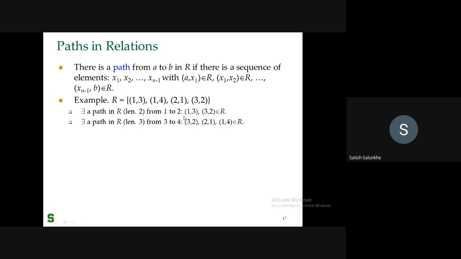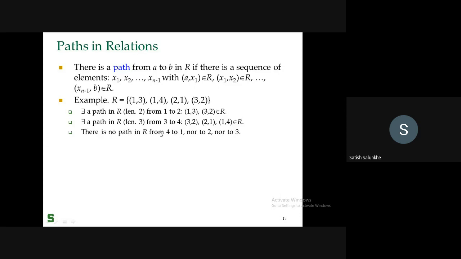Similarly, there is a path in R having length 3 from element 3 to 4. How? You can see 3 comma 2, 2 comma 1. So you can establish 3 comma 1. And because of 3 comma 1 and 1 comma 4, you can establish 3 comma 4. So 3 to 2, 2 to 1, 1 to 4. So therefore 3 to 4 is having length 3.